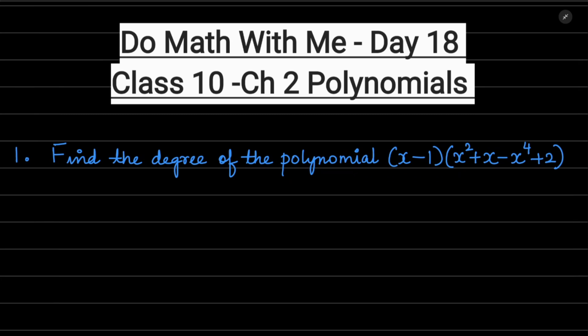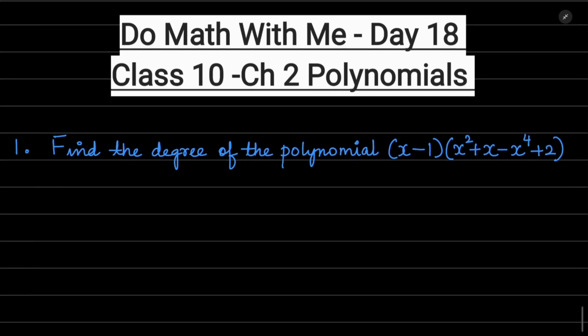Let's see 5 important problems today from the polynomials. The first question for the day is find the degree of the polynomial (x - 1)(x² + x - x⁴ + 2). The mistake that students make is they take this term separately, they find out the degree, which is 1.